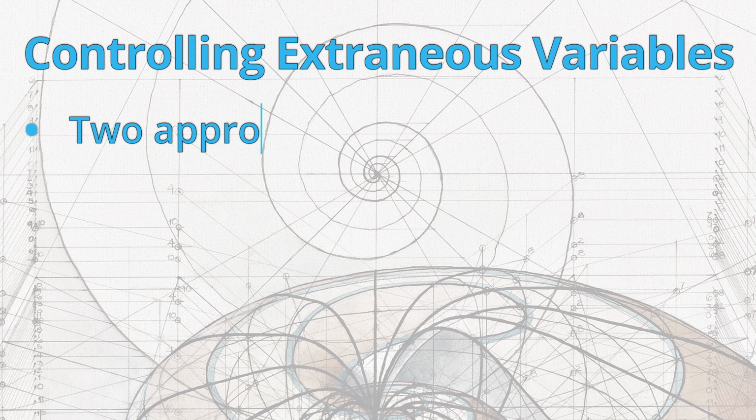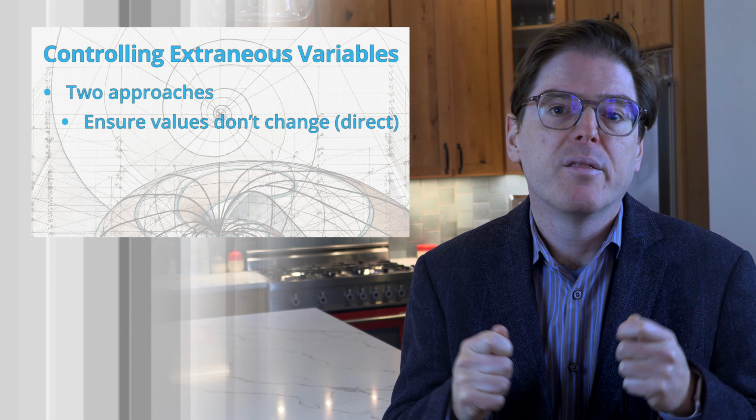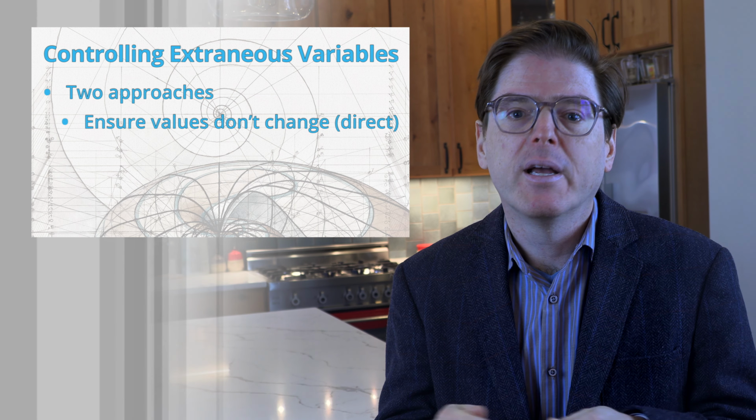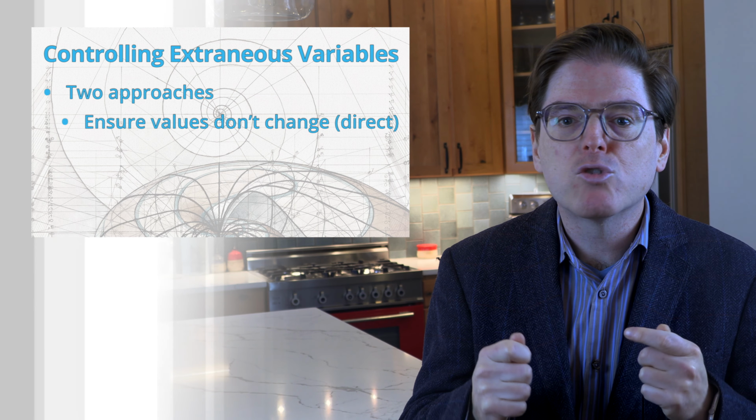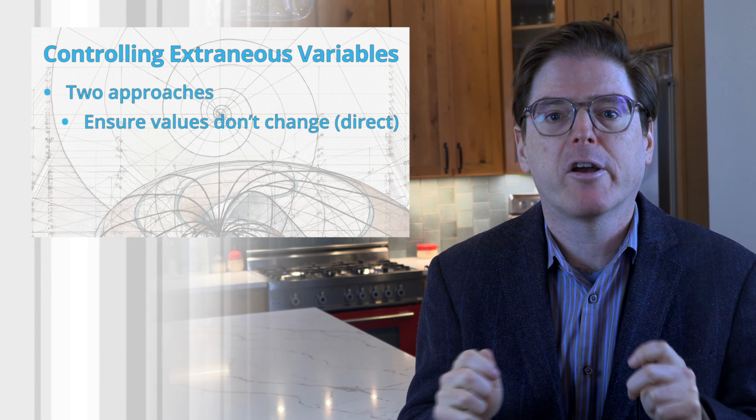Briefly, there are two major approaches for controlling extraneous variables. One approach is to ensure the value of extraneous variables don't change. This is why, for example, experiments in chemistry are always run in a lab at a standard temperature. This is called direct variable control.